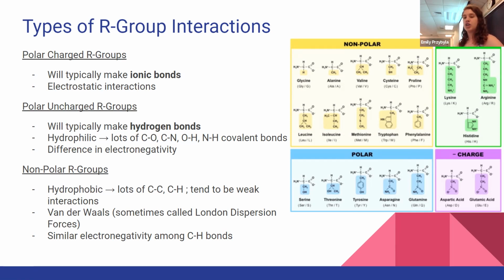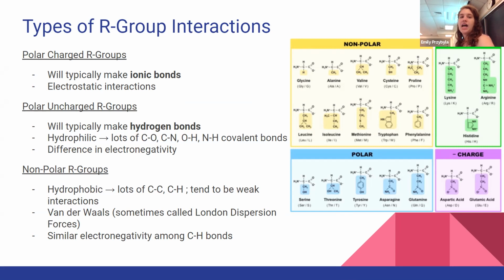Your polar uncharged R groups, which are your blue, will typically make hydrogen bonds because they're hydrophilic. Hydrophilic is not interchangeable with polar, but hydrophilic usually also means polar. They're also polar as well as hydrophilic. And you get CO, CN, OH, NH bonds involved in those because of the difference in electronegativity.